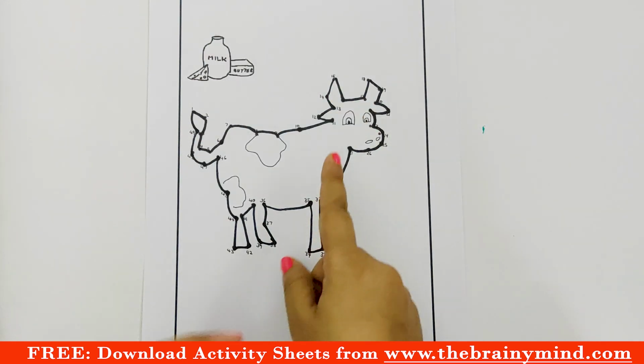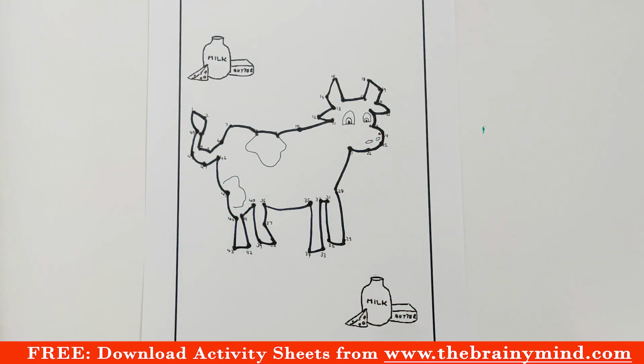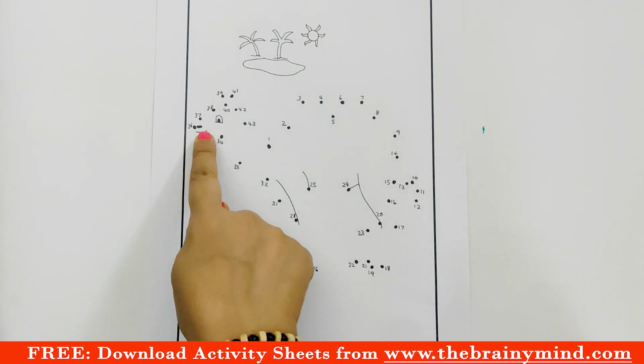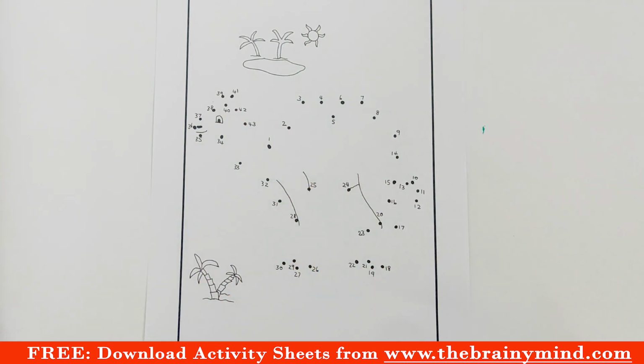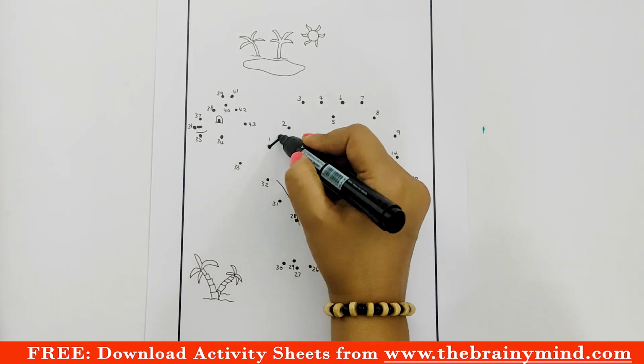It's a cow. Wow. Here I can see some palm tree, sun, mouse, eyes. Let's connect the dot and see the animal.